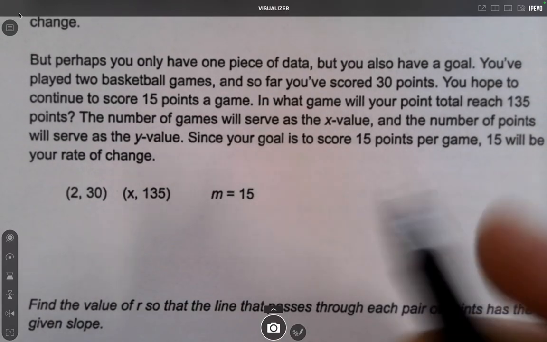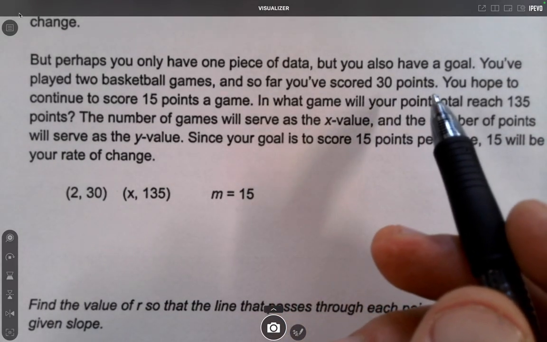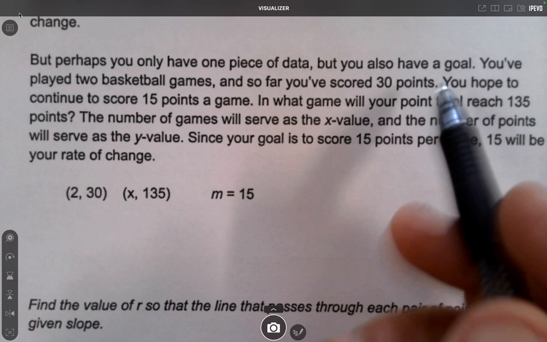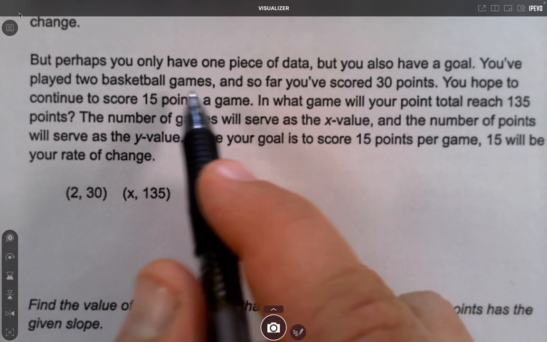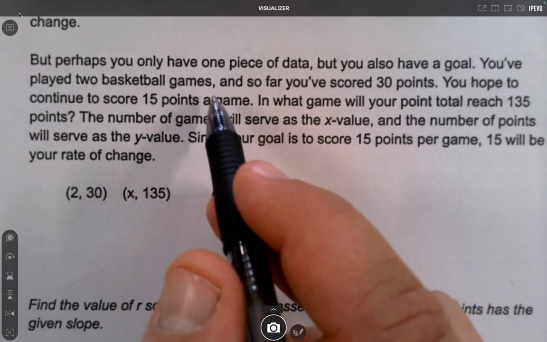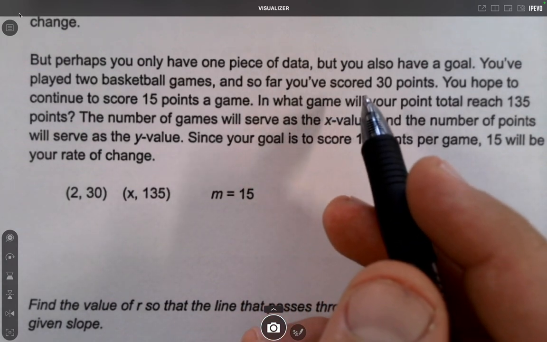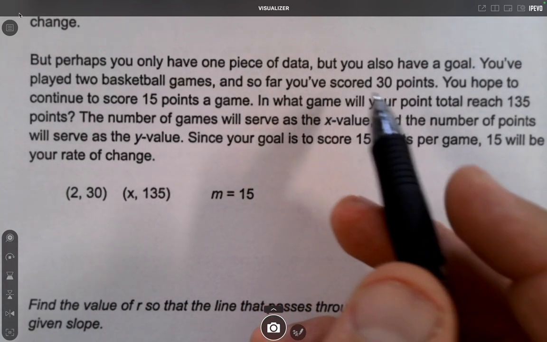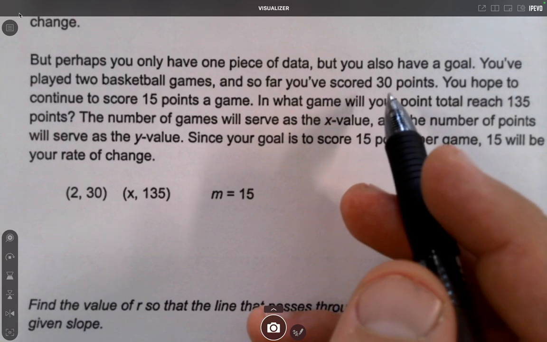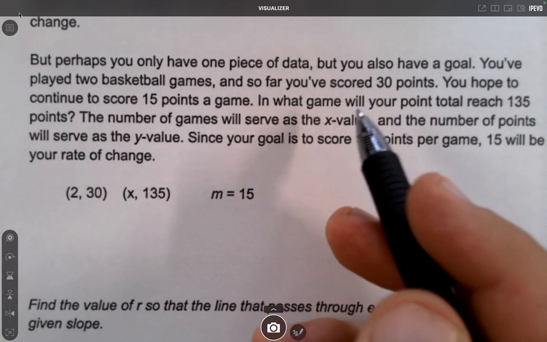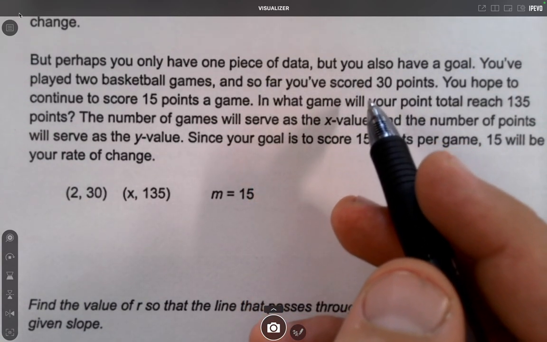So maybe you have one piece of data, but you also have a goal. You're trying to figure out how to achieve that goal. Let's say you've played 2 basketball games so far this season. So far, you've scored a total of 30 points. So it wasn't 30 points per game. It was when you add your points from the first game and the second game together, it totaled 30 points.